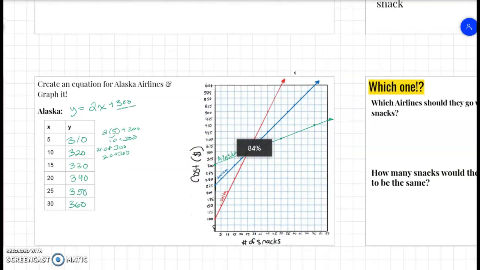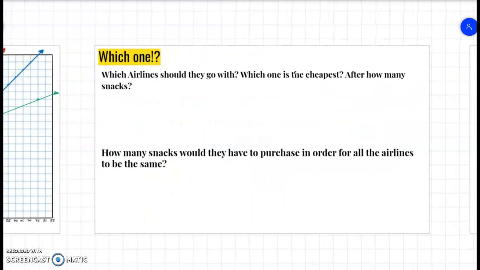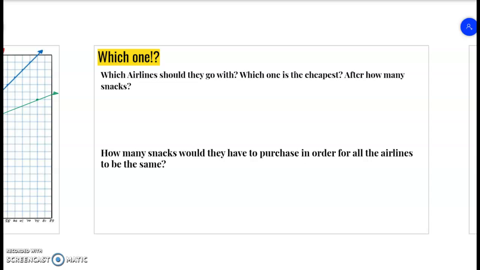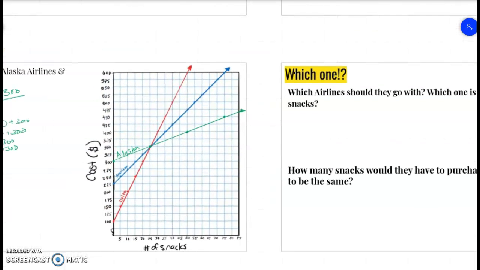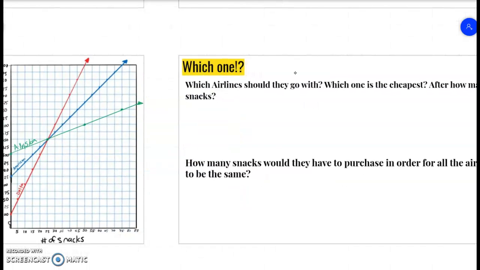All right, so let's look at real quick which of these airlines should they go with, which one is the cheapest after how many snacks. So altogether, if we aren't purchasing any snacks at all, we should definitely be going with Delta, but if we are, we should go with Alaskan because it's a lot cheaper. Answer that last question on your own. How many snacks would they have to purchase? Obviously, it's going to be 25 for all of them to be the same.